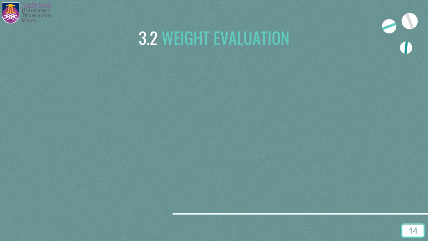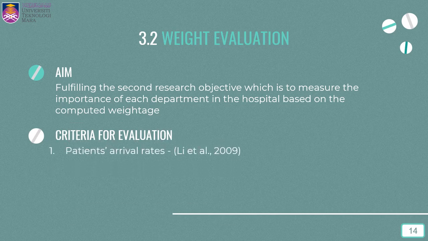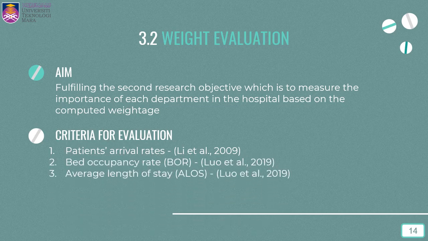The second stage, which is the weight evaluation, aims to fulfill the second research objective, which is to measure the importance of each department in the hospital based on the computed weightage. The criteria that will be measured for the evaluation are patients' arrival rates as referred to Lee et al., bed occupancy rate (BOR) and average length of stay (ALOS) as referred to Luo et al., and bed operation cost (BOC) as referred to Sitepu et al.